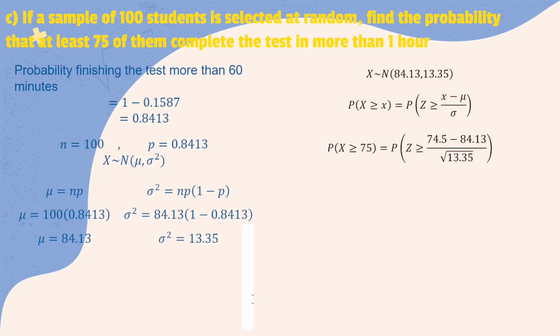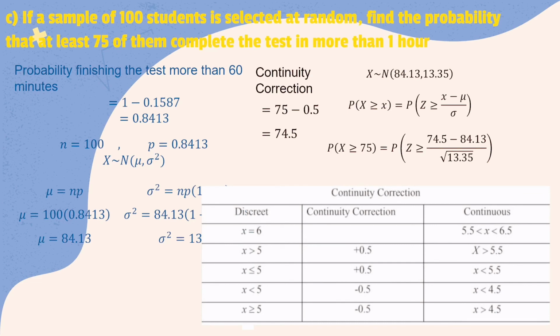So random variable x is distributed normally with mean 84.13 and 13.35, which is our variance. So for the question, the probability that at least 75 of them, so P(x ≥ 75). But since this is a discrete case, we must use a continuity correction to get the real value. So we use 75 minus 0.5 equal to 74.5, because the formula stated that if it is more than or equal, it must be minus 0.5.